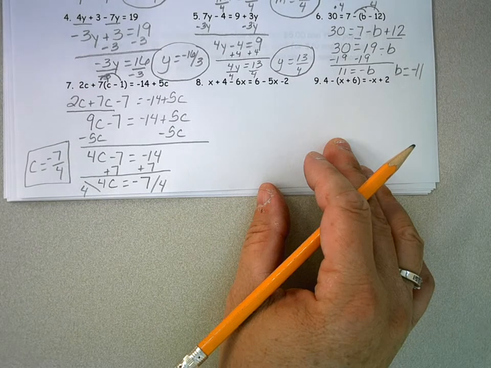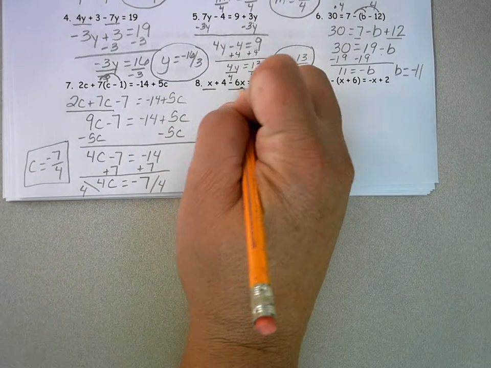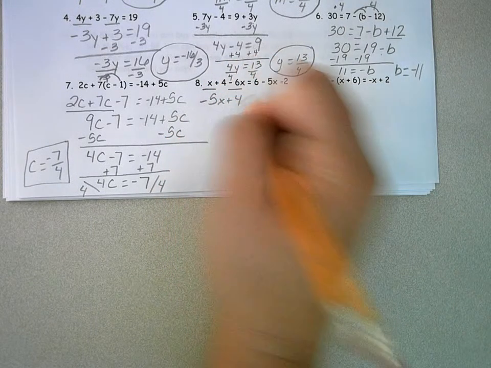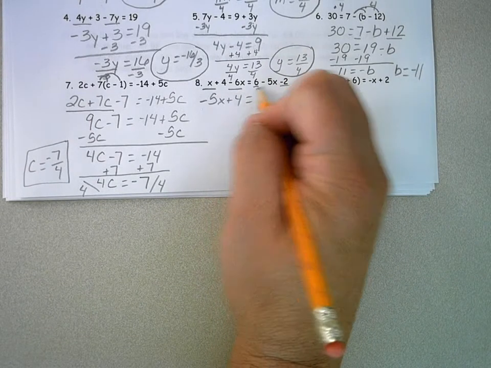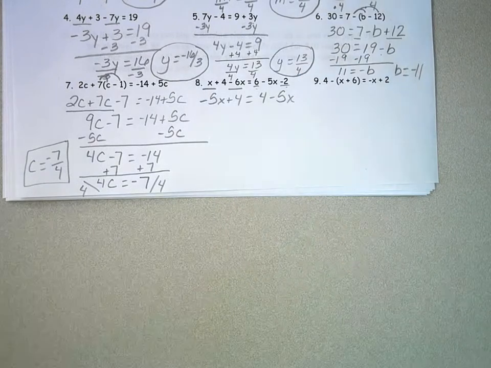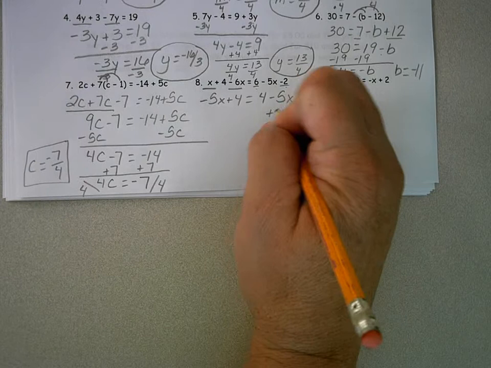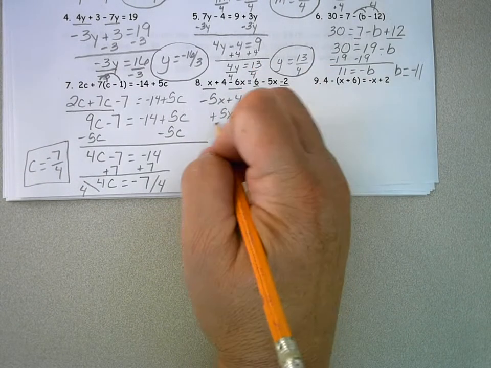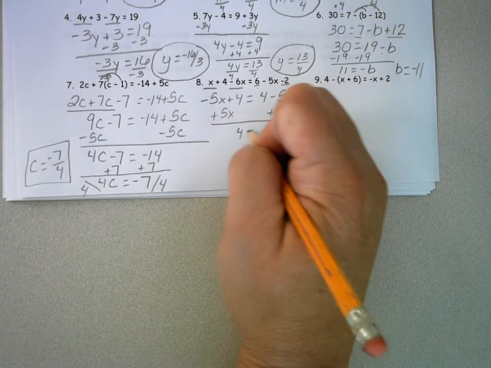Number 8, we start by combining like terms. x minus 6x is a negative 5x plus 4. 6 minus 2 is a 4 minus 5x. When we add 5x to both sides, that looks like it becomes 4 equals 4.